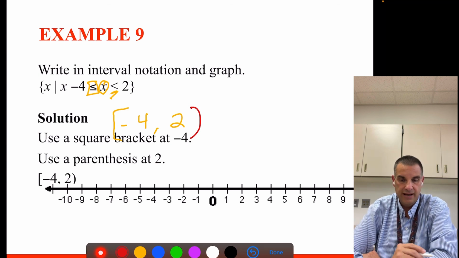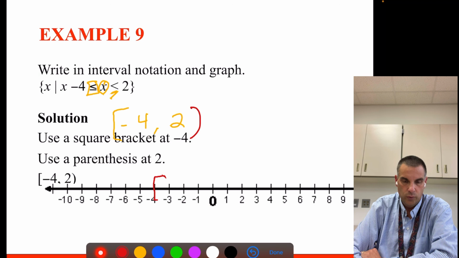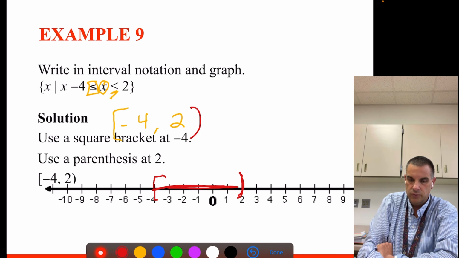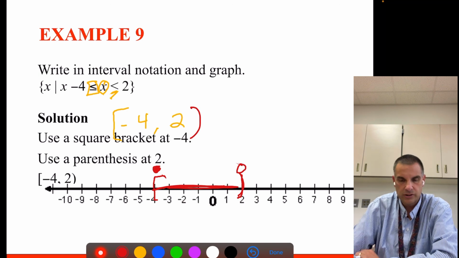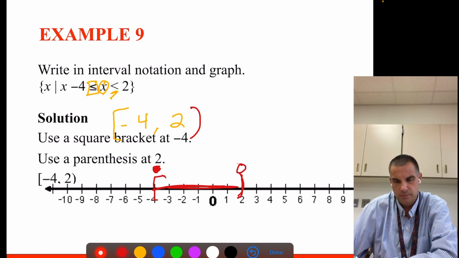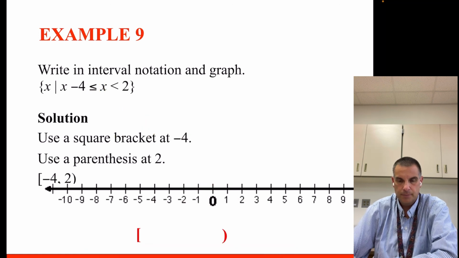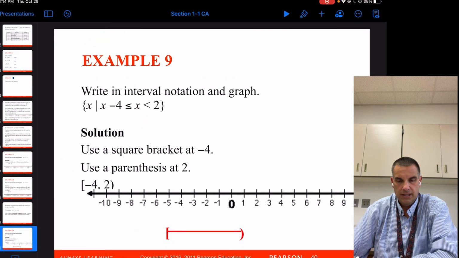If we're going to graph it, we're at -4. We've got a bracket at -4. We've got a parentheses at 2. And it's all of the stuff in between. Now in some books they'll use filled in circles instead of brackets, and they'll use open circles. Ours just uses, it's whatever it uses. They mean the same thing. Okay? And that's what that looks like.